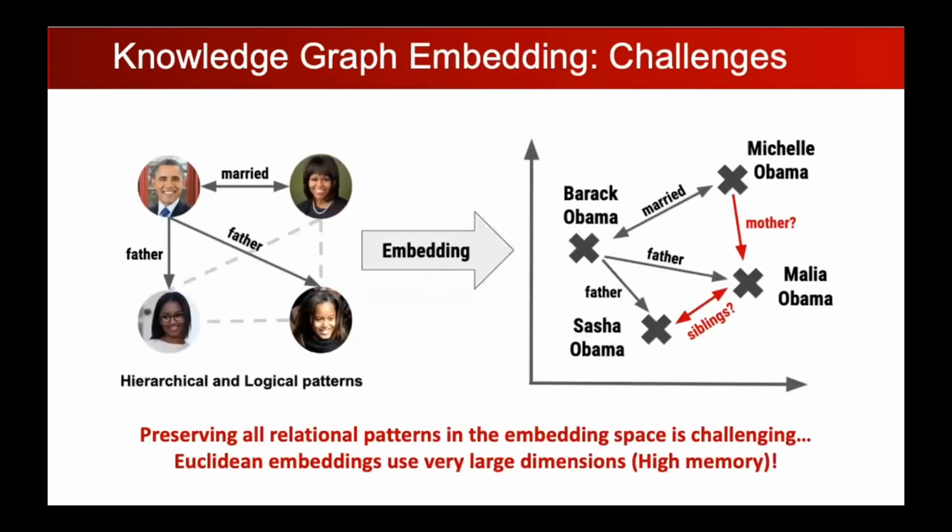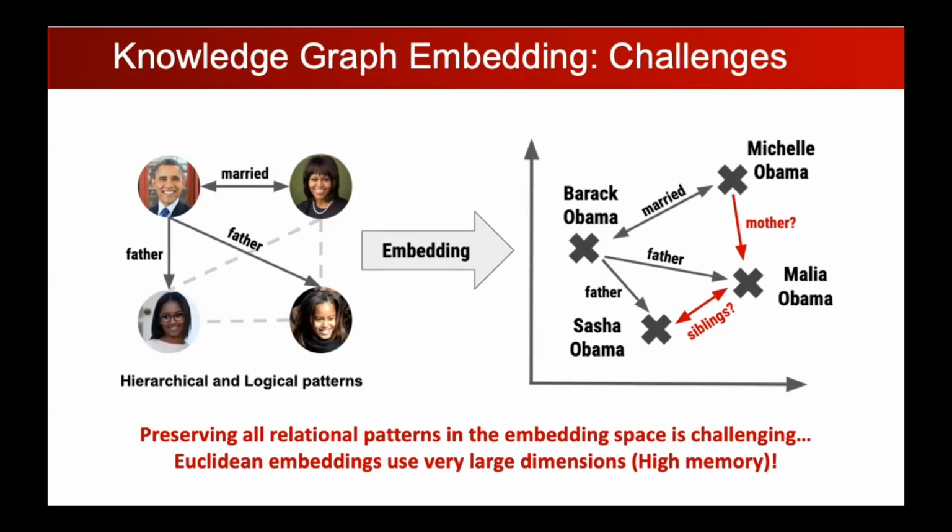One important challenge about these knowledge graphs is that the relationships found in knowledge graphs are usually very complex and diverse, and so they may have very different patterns. For instance, here we see that Barack Obama is married to Michelle Obama and the relationship is symmetric. Michelle is also married to Barack Obama. But then we have other relations like father of, which are hierarchical and unidirectional. So if Barack Obama is the father of Malia Obama, the reverse is not true.